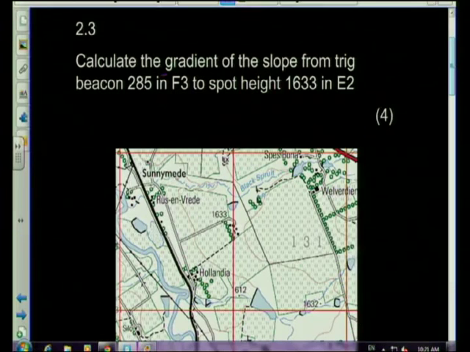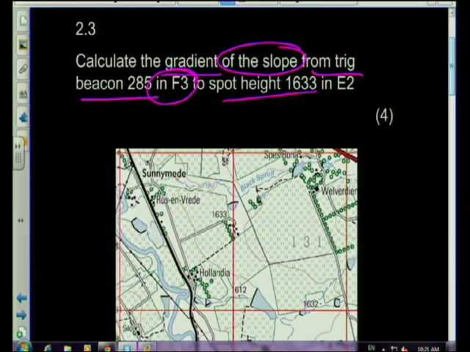Let's move on to the next calculation. In this example, calculate the gradient of the slope from trig beacon 285 in F3 to spot height 1633. Gradient is a common occurrence in all geography paper 2s. You must know your formula. And you've been taught various different formulas, and we're going to look at both.